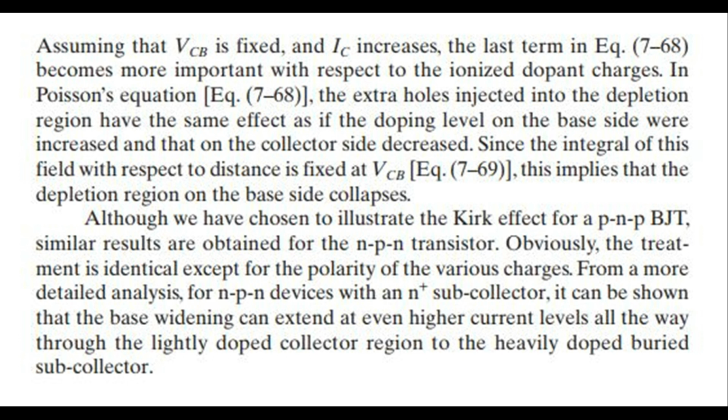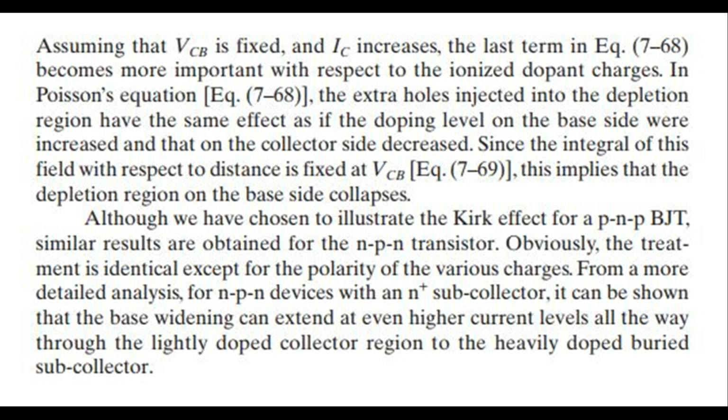In Poisson's equation (Eq. 7-68), the extra holes injected into the depletion region have the same effect as if the doping level on the base side were increased and that on the collector side decreased. Since the integral of this field with respect to distance is fixed at V_CB (Eq. 7-69), this implies that the depletion region on the base side collapses.